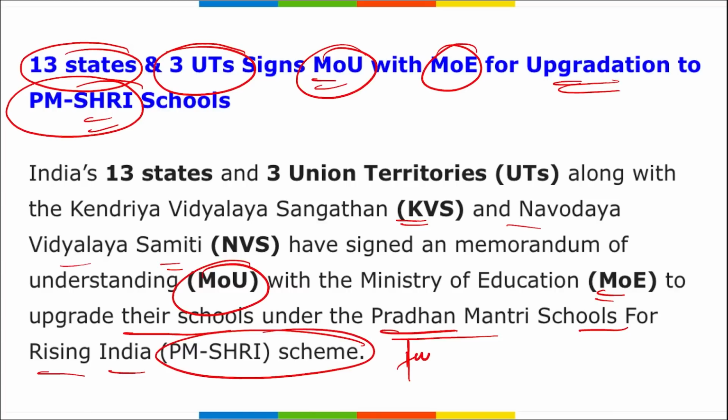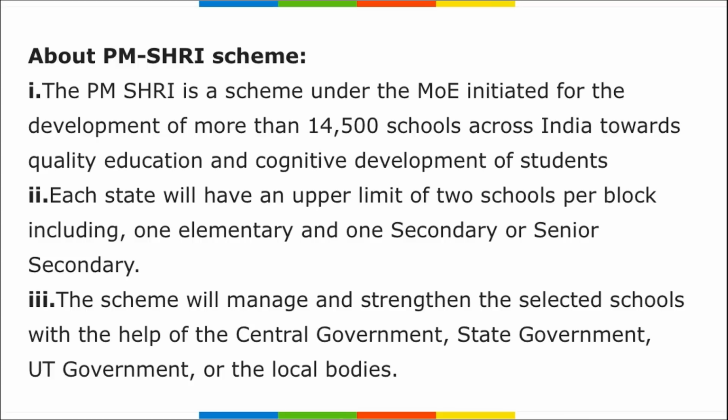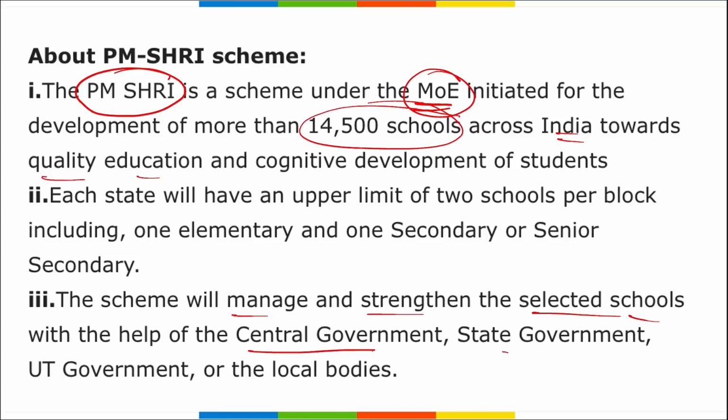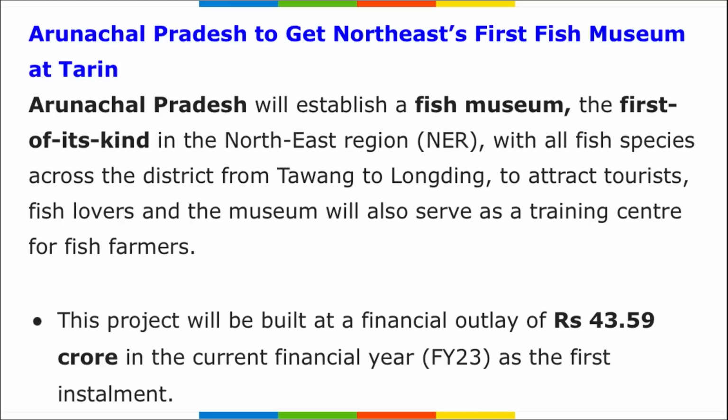Here the full form is also important, friends. You need to take a note, that is Pradhan Mantri School for Rising India. This is the full form of the PM Shri scheme. Next, we just discussed that the PM Shri scheme was launched by the Ministry of Education for the development of more than 14,500 schools across India to provide a better quality of education. Also, the scheme will manage and strengthen the selected schools with the help of the central government, state government, UT government, that is Union Territory government, and local bodies.